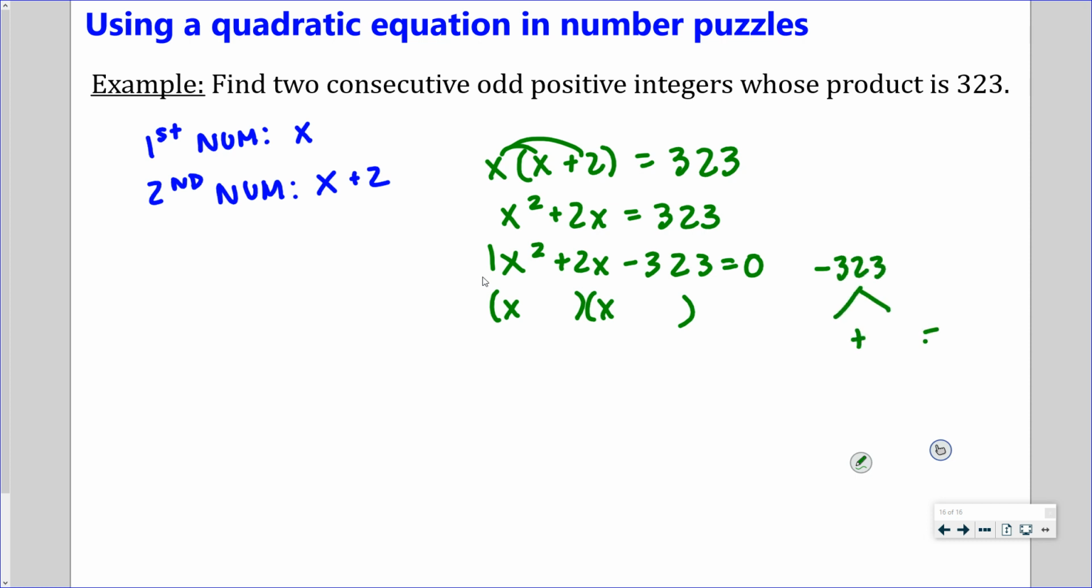All right, what two numbers? Now these aren't my two numbers in the number puzzle. 19 and negative 17. Good. So this factors into x plus 19, x minus 17. Is this an equation or expression? Equation. There's an equal sign. So I'm not done. I've got to solve.